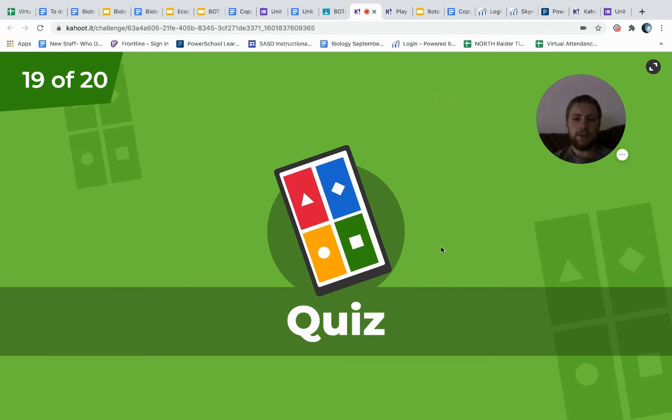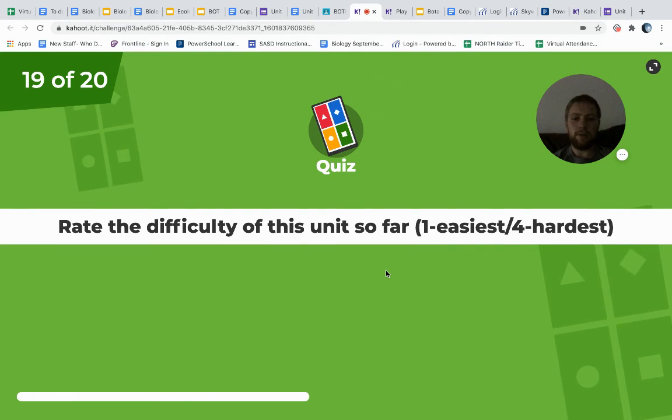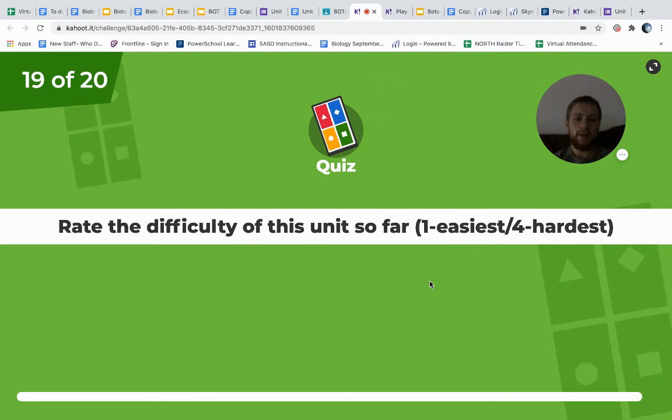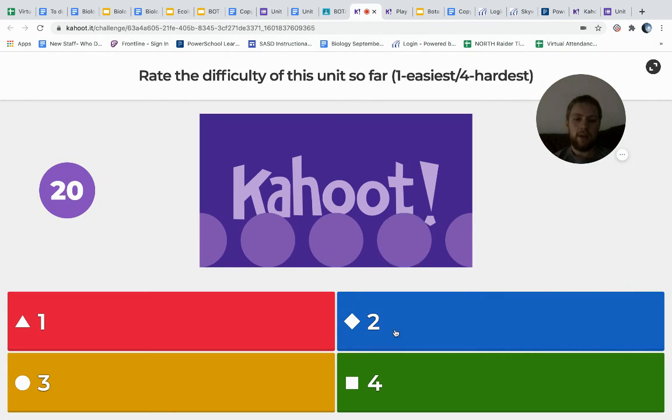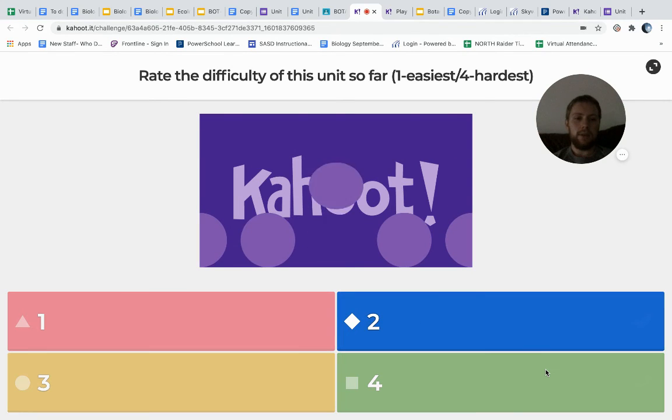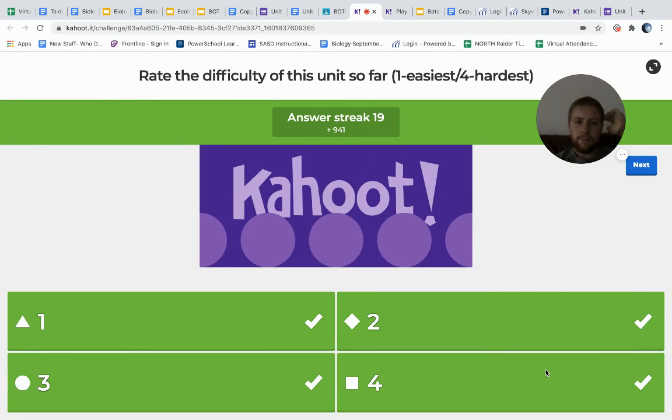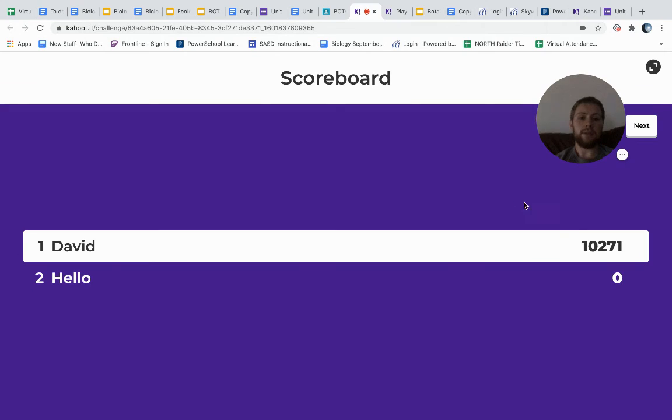Last two questions are survey questions. Rate the difficulty of this unit so far. So this is whatever you'd like. I would give it maybe a 2 because I gave you a lot of resources, but plant memorization stuff can be hard. We had that flower diagram in there that you're going to want to know, so that can add some difficulty.